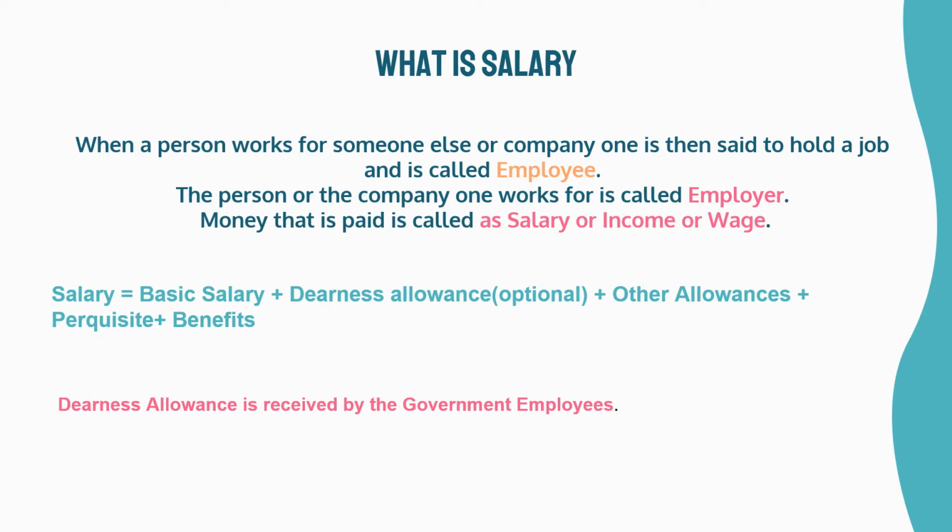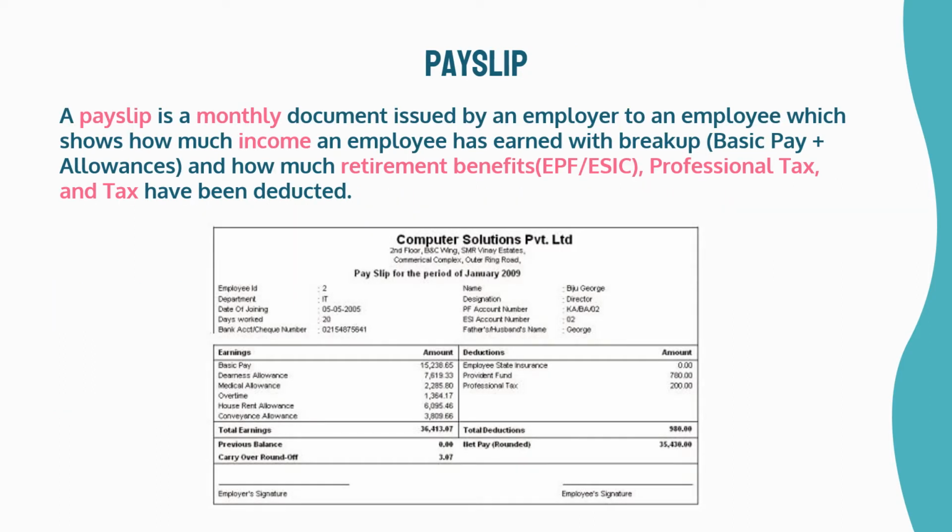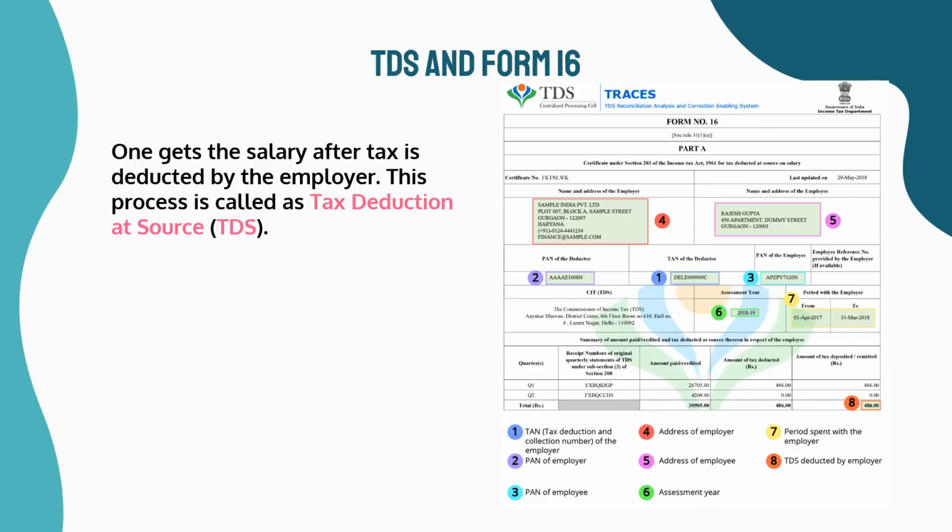A payslip is a document issued by an employer to an employee which shows how much money an employee has earned and how much tax or insurance etc. has been deducted. TDS and Form 16: one gets the salary after tax is deducted by the employer. This process is called tax deduction at source (TDS).